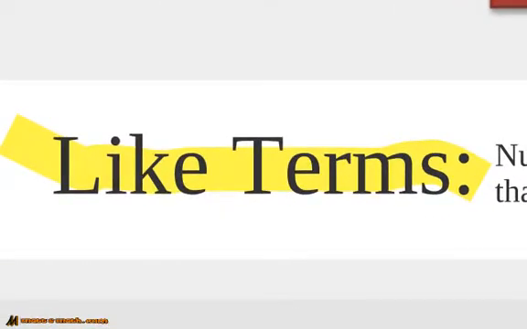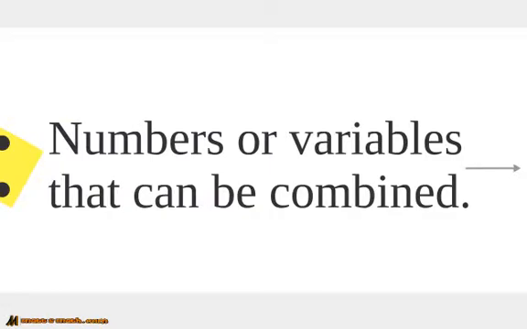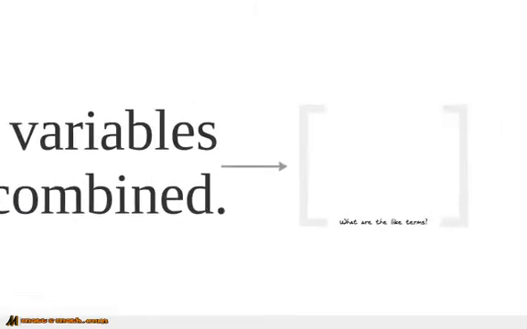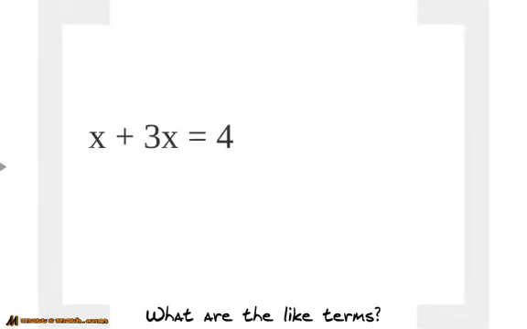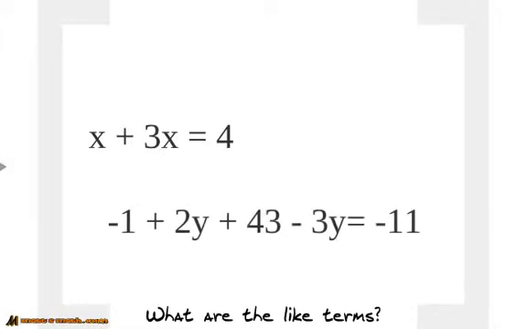All right? So before we progress any further, we need to talk about what like terms are. Like terms. They look alike. That's the biggest thing, numbers or variables that can be combined. So when you think about it this way, what are like terms here? You've got x and 3x's. Well, I've got 1x plus 3x's. That gives me 4x. I can combine those.